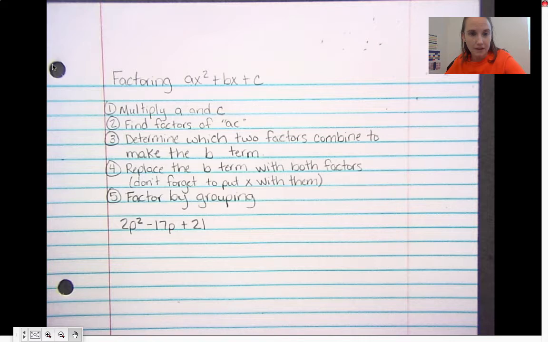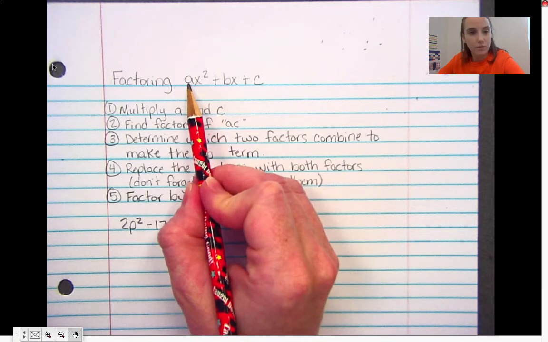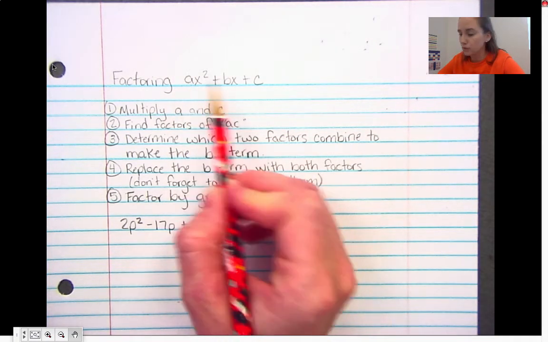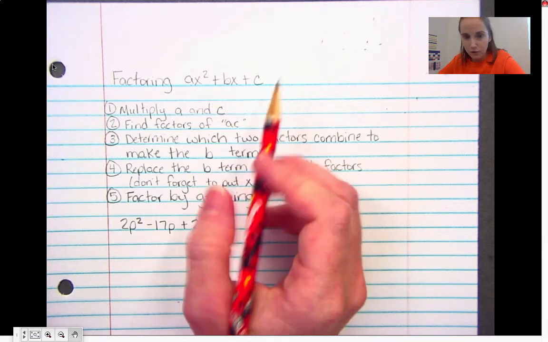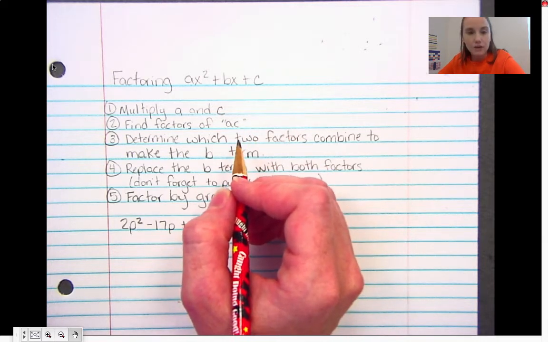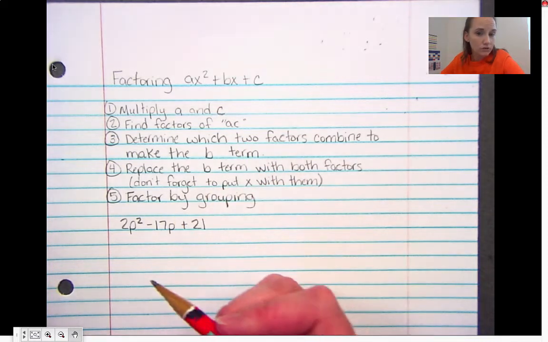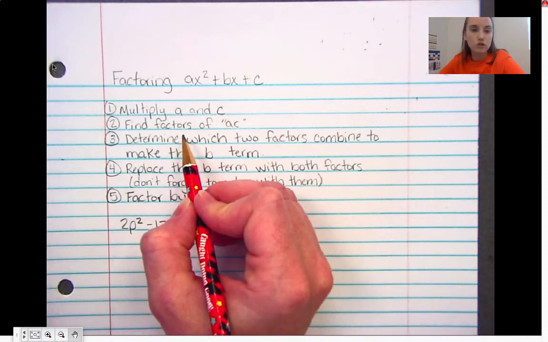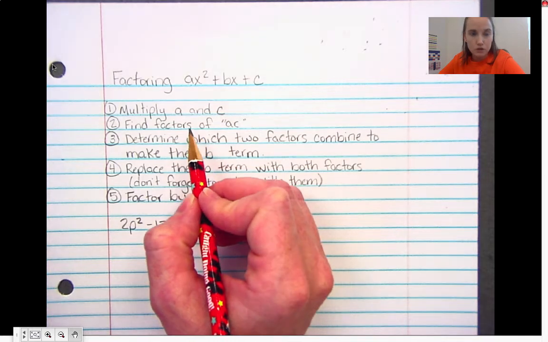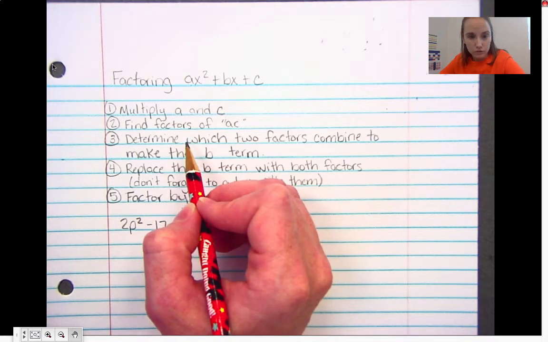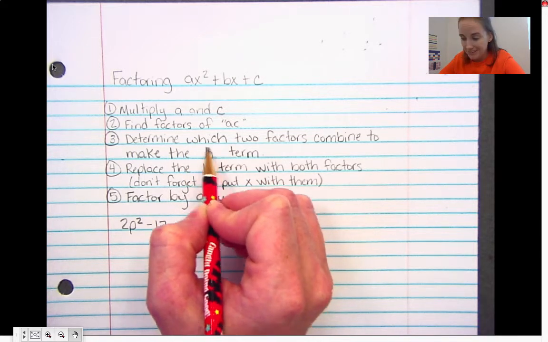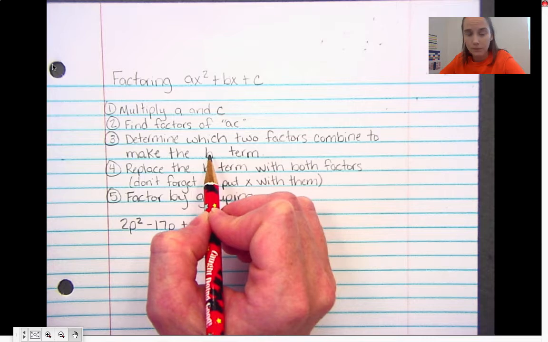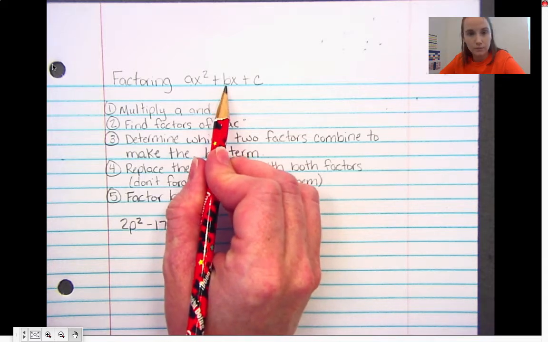First, you multiply the a and the c term together. So whatever number is here as the leading coefficient, you multiply it with the c term. And then you take that value, the product, and you try to find all of the factors, whatever multiplies together to give you that value. So once you list out all the factors, you need to look at those factors and determine which of those factors will combine together to give you the b term. That will create the center term.